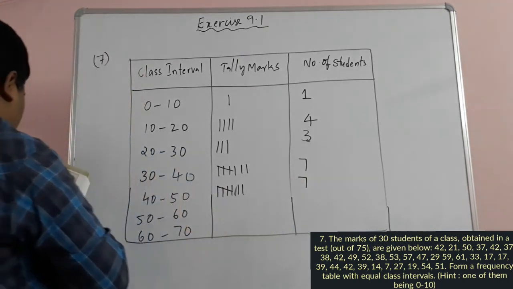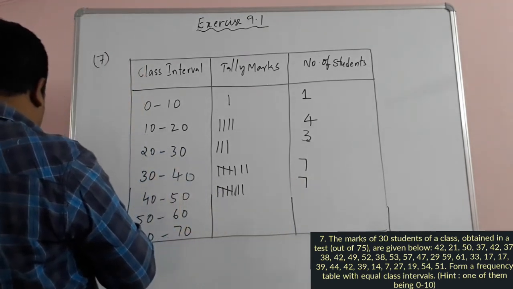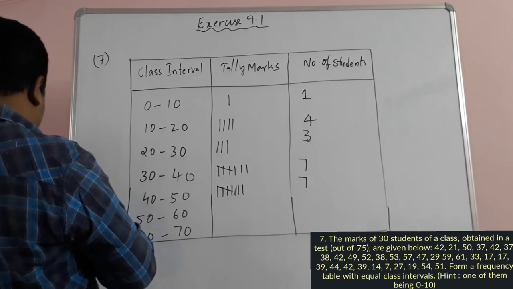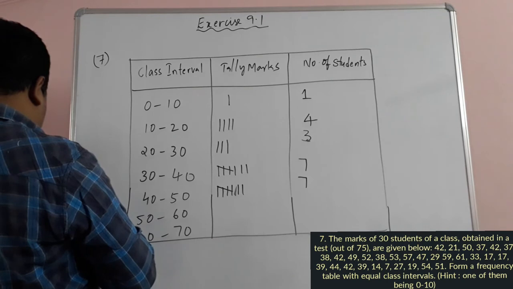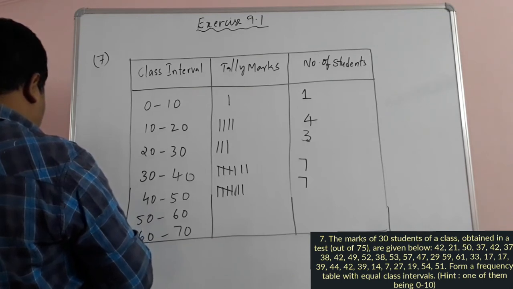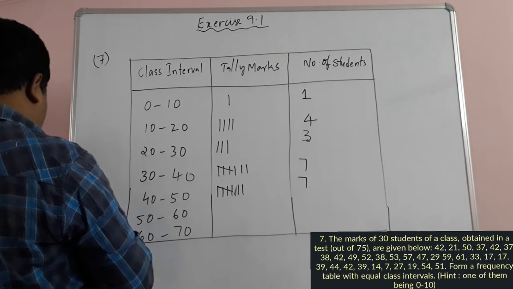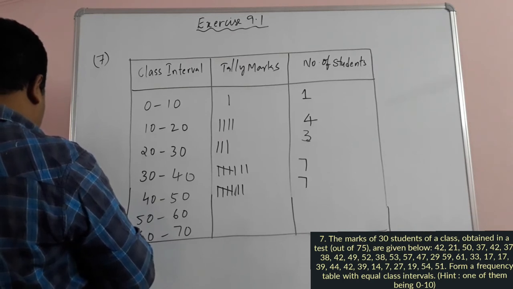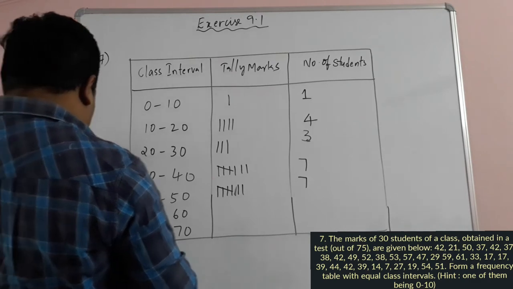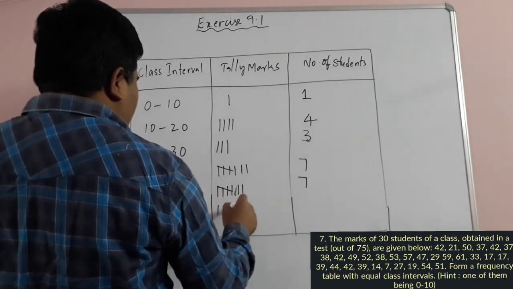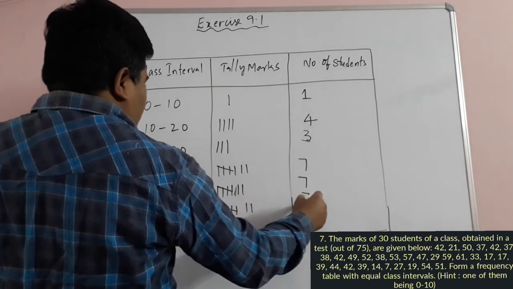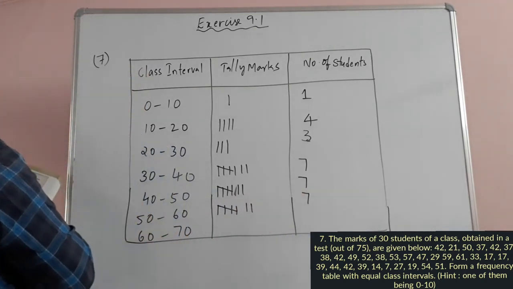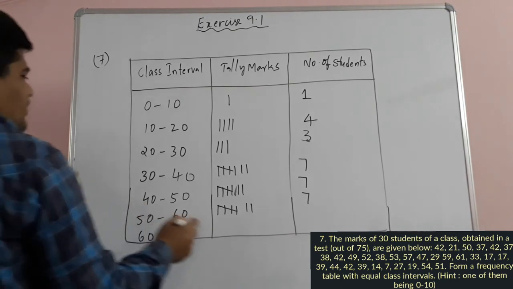Okay, now 50 to 60. We have to count. 50 is there, one observation. 59 is there, 2. 52, 3, 4, 5, 6, 7. So 7 observations are there, children. 1, 2, 3, 4, 5, 6, 7. Now 60 to 70, how many are there? Count. 61, one observation. And that's it, children. Only one observation is there.